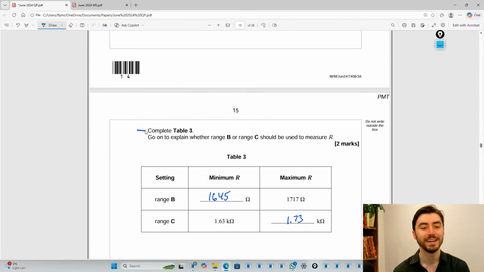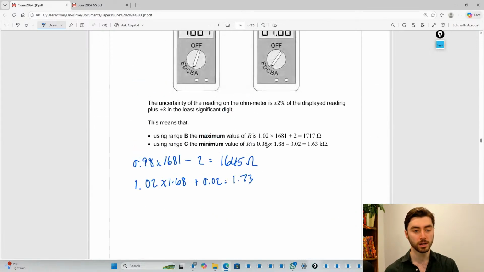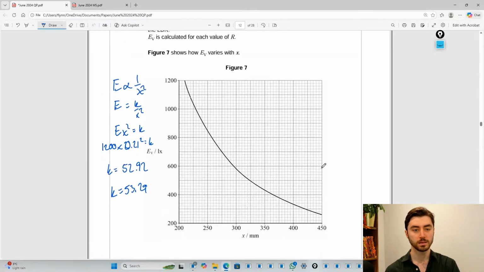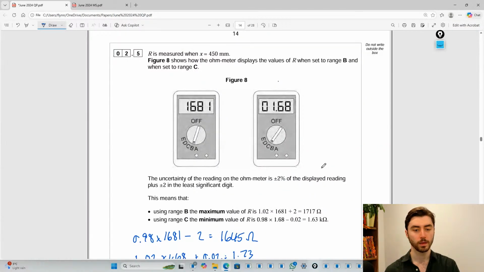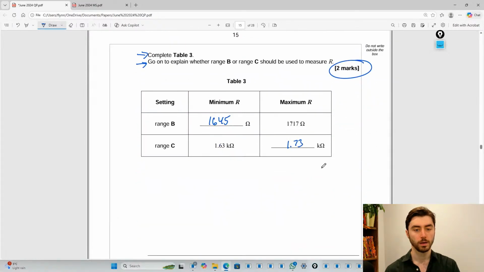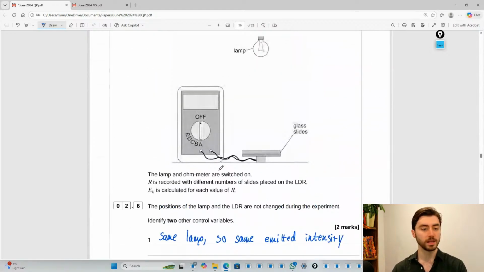Oh, I didn't read the question, guys. Go on to explain whether range B or range C should be used to measure R. Before you move off a question, make sure you've actually reread the question to make sure you've actually answered it. I fell for that because I thought those 2 things were 2 marks, so I thought I was done, but I did not reread the question. Go on to explain whether range B or range C should be used to measure R. When X is 450, R is, well, that's E. I would say range B because it has the smaller percentage uncertainty. And then you can calculate those. Okay. So then here, I'm just annoyed at that little exam technique slip there.